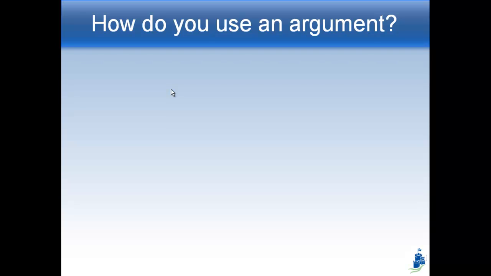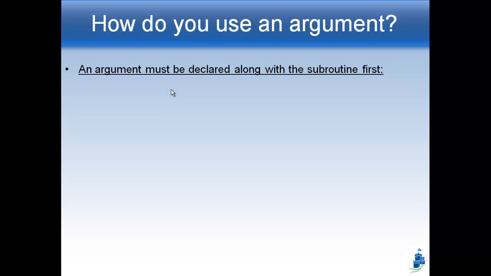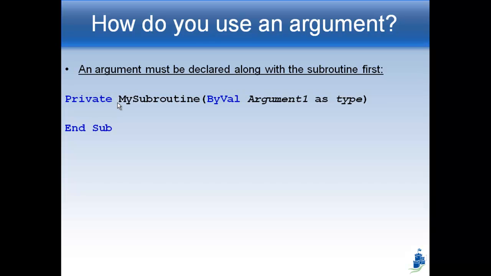All right, so how do we use it? First of all, when we're first writing the subroutine, we have to declare the arguments just like we do with a variable. So we say, all right, private sub my subroutine, and the end sub, just like we did before. But now, instead of these closed parentheses, we have something in here, and it's a little bit confusing what it is. So let's take our time.